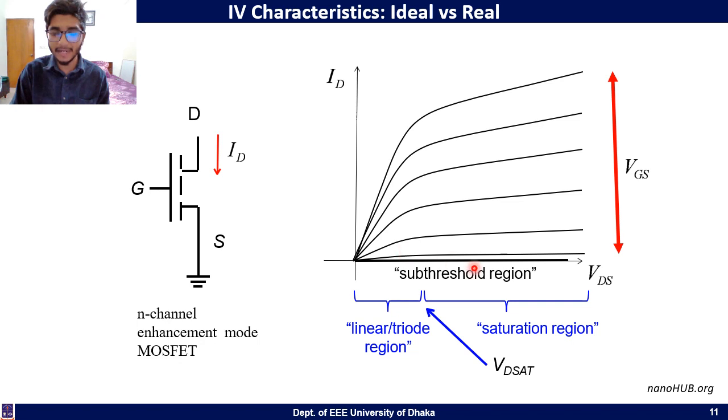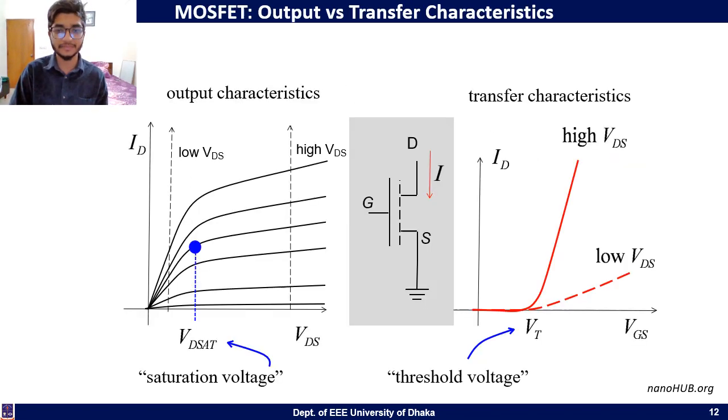There is another parameter we see, the drain saturation voltage. This drain saturation voltage is the borderline voltage between the linear region and the saturation region. When the drain-source voltage is smaller than the saturation voltage, the MOSFET will be operating in the linear region, and when the drain-source voltage is higher than the saturation voltage, the MOSFET will be operating in the saturation region.